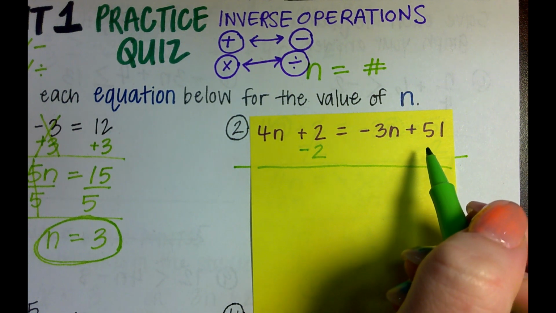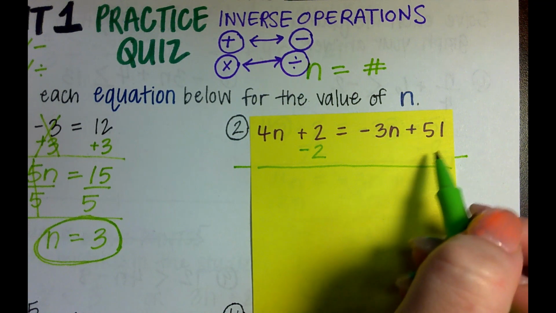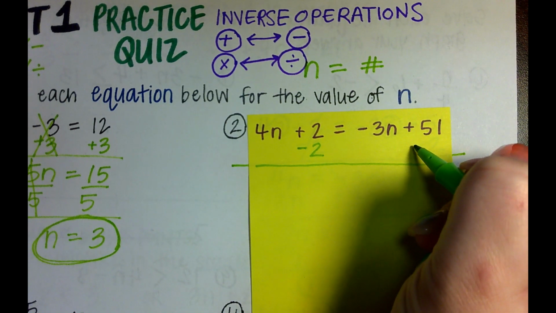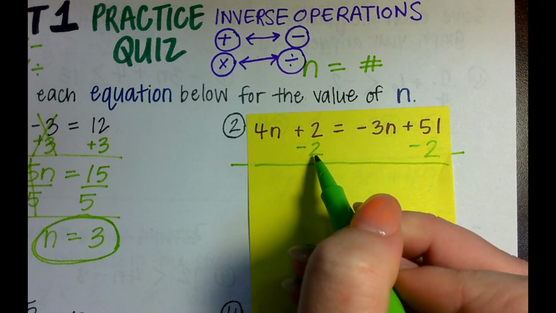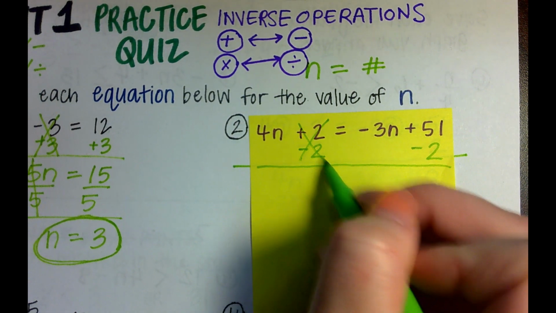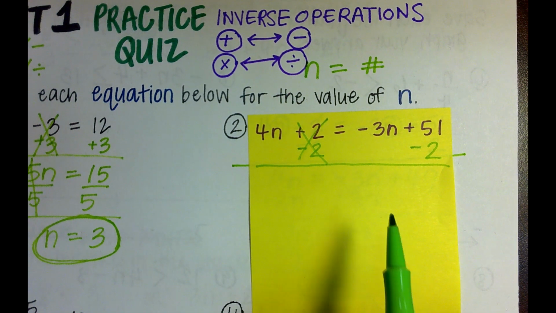Now, how comfortable are you with knowing where else I'm subtracting to? It would be the 51. Now, do you know why it's the 51? Because they don't have no n. Yes, perfect. I can't subtract 2 from n's because it's got to be like terms. So our 2's will cancel out.